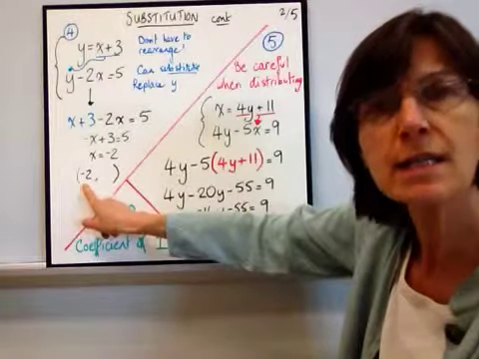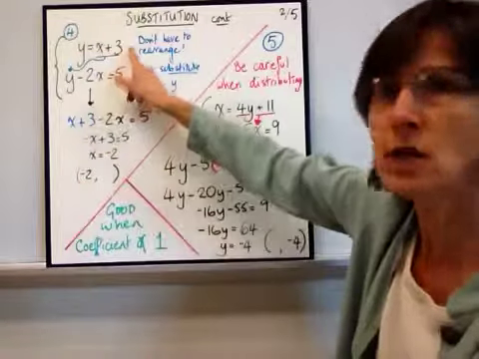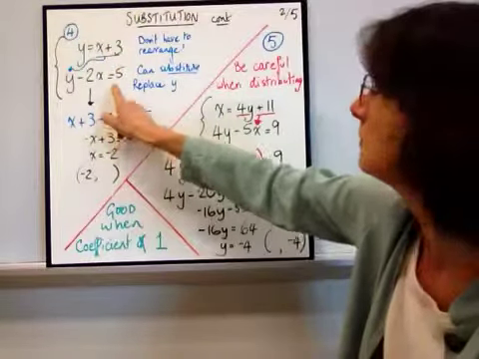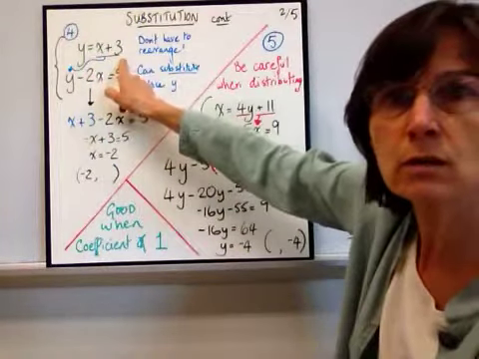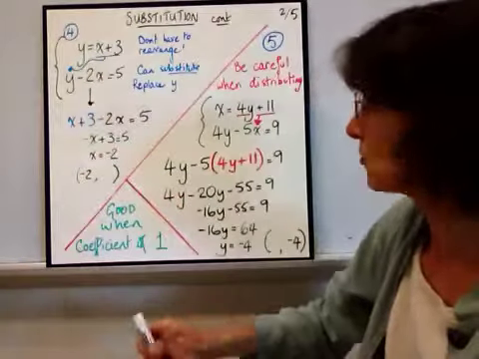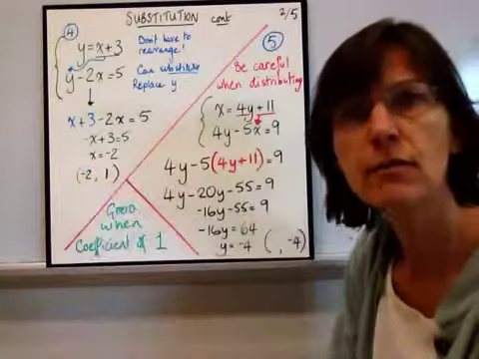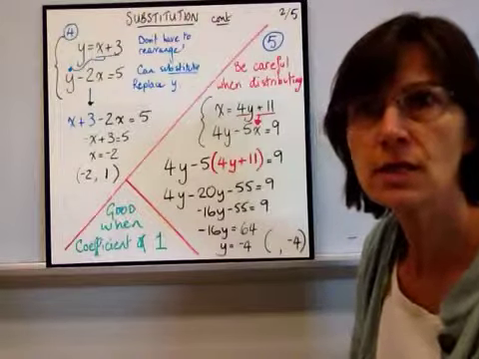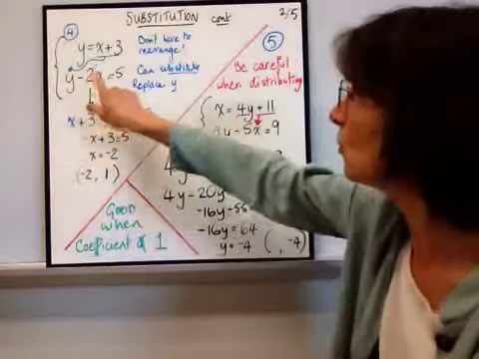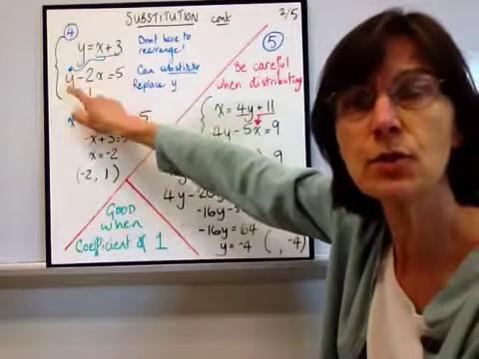So you would plug this -2 into whichever equation you think would be easier. -2 plus 3 is 1. So we could just write that answer in: (-2, 1). So this is substitution. If you've got one rearranged, ready to substitute in, do it.